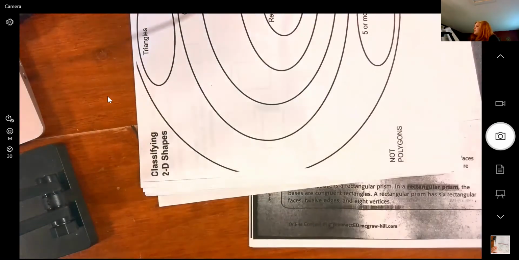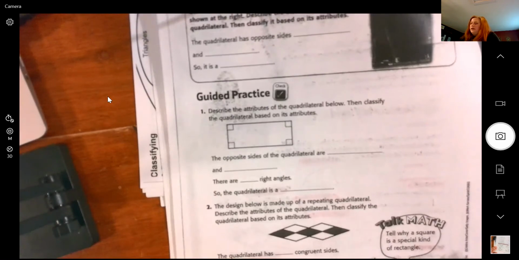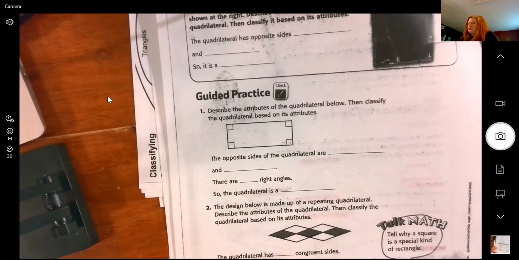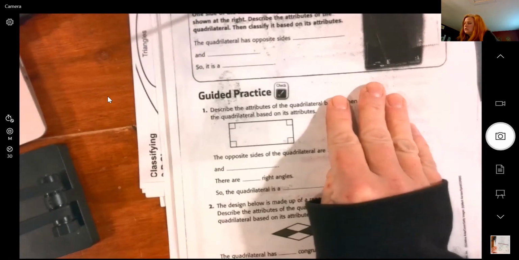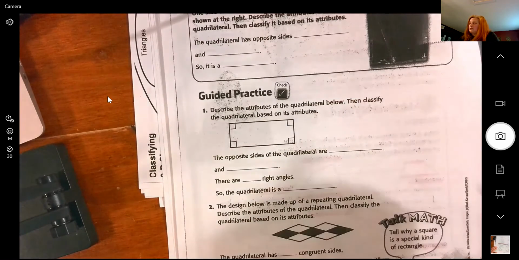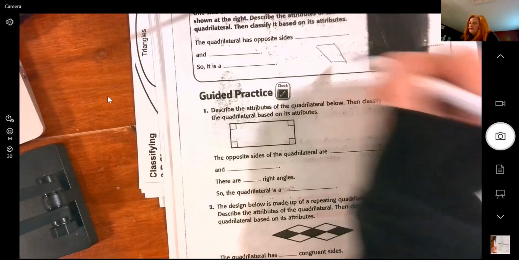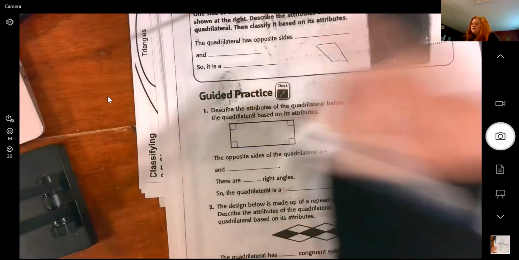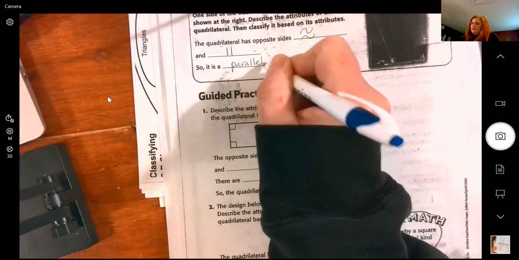All right, so let's do a little bit of practice. And we're going to use some riddles to practice this as well. One side of Realia building in Madrid, Spain is shown on the right. Describe the attributes of the quadrilateral. And I can't really see it in my picture, but I think it looks like that. It has opposite sides congruent and parallel. So it is a parallelogram.